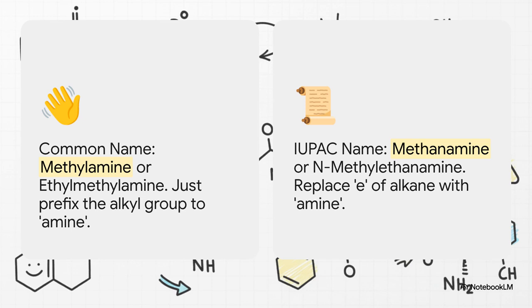For the common name, it's so easy, you just say alkyl amine. So CH3NH2, that's just methylamine. Simple. For the official IUPAC name, the rule is alkanamine. So methane becomes methanamine. Now for the other one, when you have groups attached to the nitrogen, we just put an N in front. So ethylmethylamine becomes N-methylethanamine. That N just tells us, hey, the methyl group is on the nitrogen.